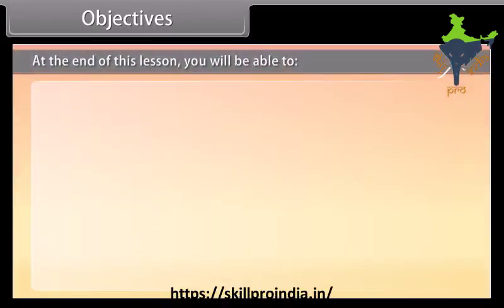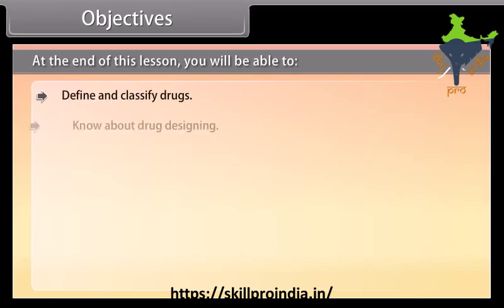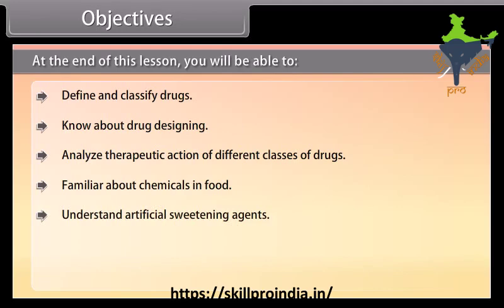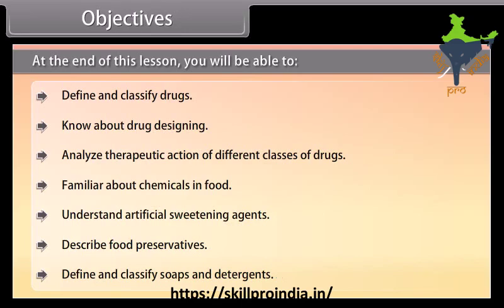Objectives. At the end of this lesson, you will be able to define and classify drugs, know about drug designing, analyze therapeutic action of different classes of drugs, become familiar with chemicals in food, understand artificial sweetening agents, describe food preservatives, and define and classify soaps and detergents.